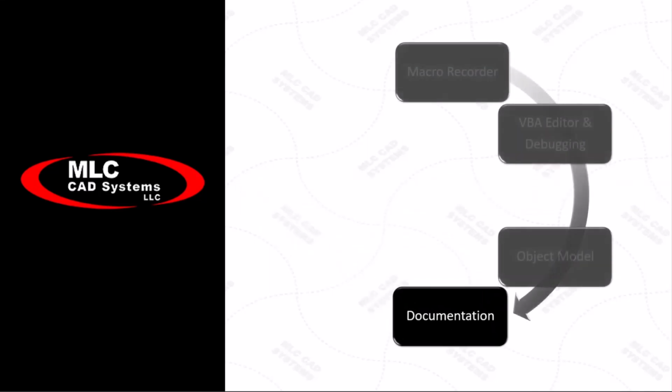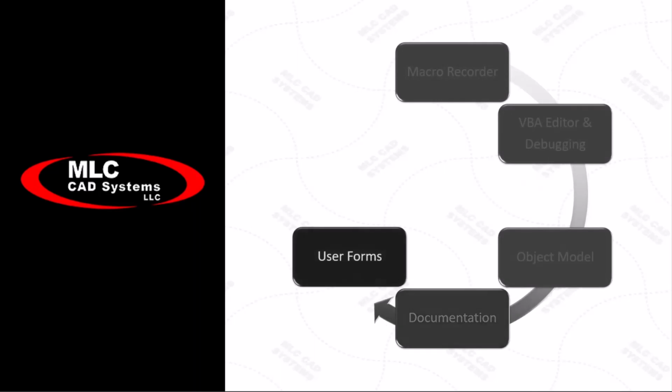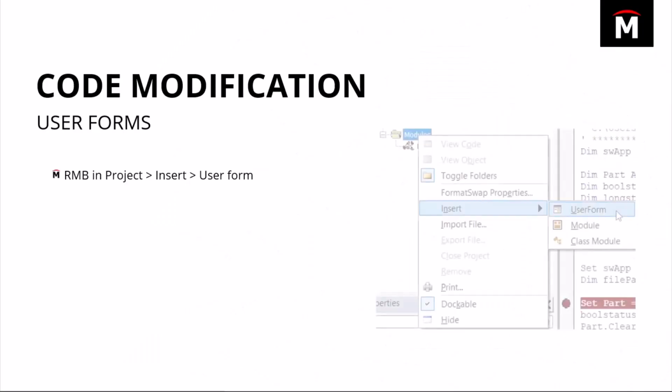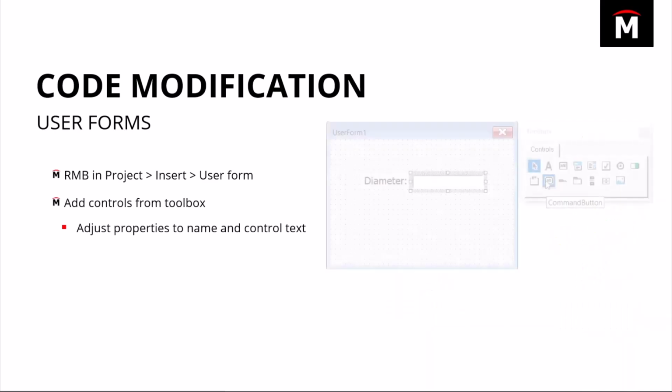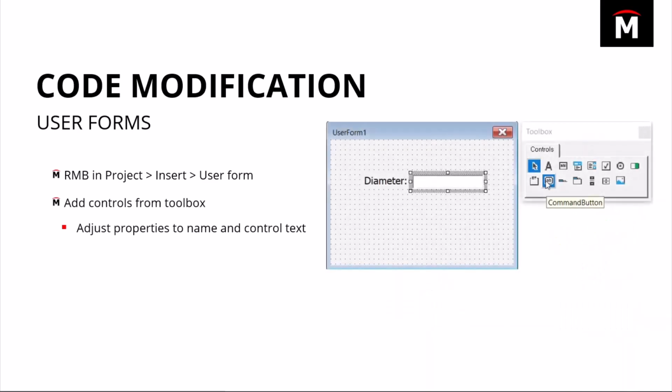Okay, now we're going to add a user form to the macro we recorded. We'd like to get some input from the user, maybe to specify the diameter. To add a user form to our macro, we just right-click within the Project Explorer, go to Insert, and User Form. Once the user form is added to the project, we'll be given the option to add controls to our form with the toolbox. So we'll add some label, text box, and a button to initiate the creation of our cylinder.